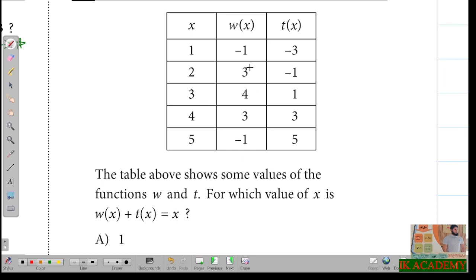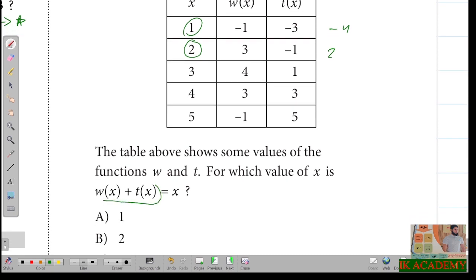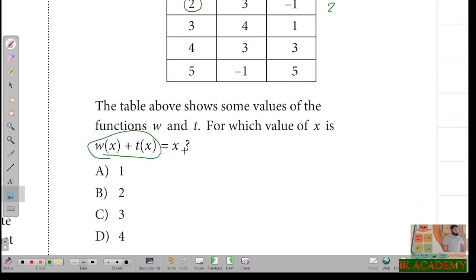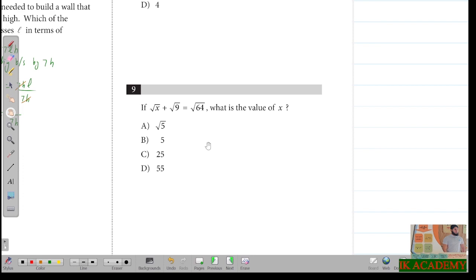So if I put x is equal to 1, by adding these both values, it should give me the answer as 1. If I add -1 and -3, it gives me -4, which is not equal to 1. If I add 3 and -1, which is equal to 2, the exact value of x, it means the function will give me the value of x at x is equal to 2. So option B is the correct answer.